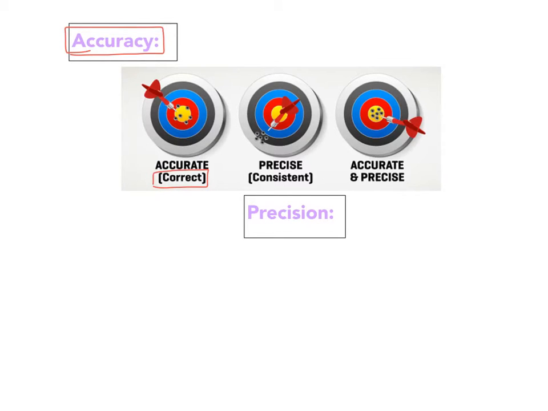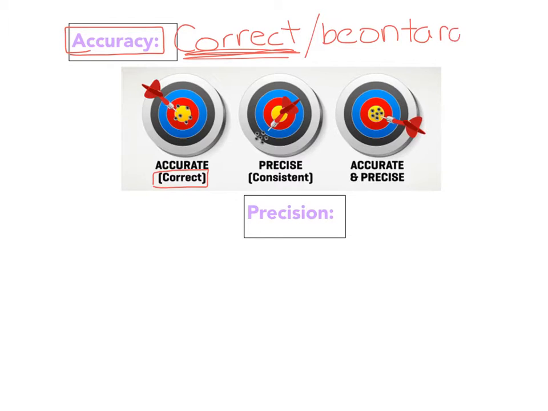So on your paper, go ahead and write down the definition of accuracy: to actually hit the correct location or your target. Okay, so accuracy means to be correct or to be on target. Precision, on the other hand, means that you are always getting similar results. So you might not always hit the bullseye, but you are always hitting in the same general location. A good word to think of with precision or being precise is to be consistent.